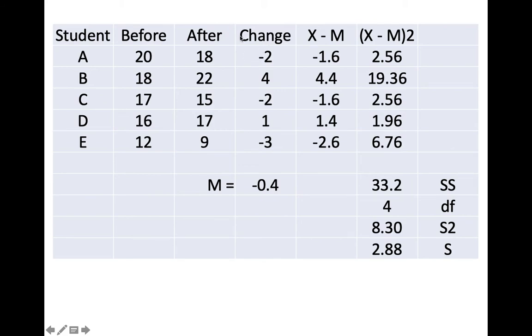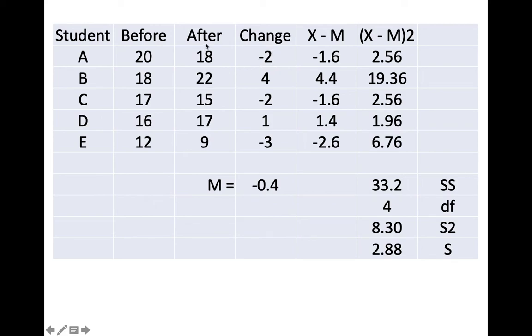So we're going to calculate change as taking after minus before. So we're taking 18 minus 20 to get a change of -2. This reflects that from before grammar instruction to after, this student's test score actually went down by 2 points.